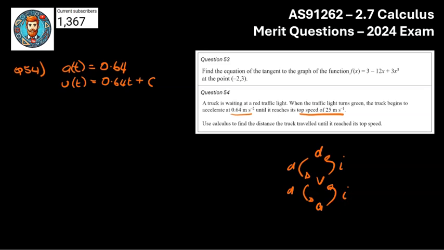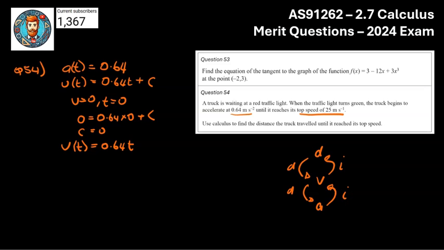So when you're waiting at the traffic light, we know that the velocity will be equal to 0, and we know that no time has passed because you haven't started accelerating yet. So we're going to substitute that in to find c. So we know that 0 will be equal to 0.64 times 0 plus c, which means c is equal to 0. So from that, we've got our full velocity equation. There's no constant. It's just 0.64 t. I can now do the same thing here.